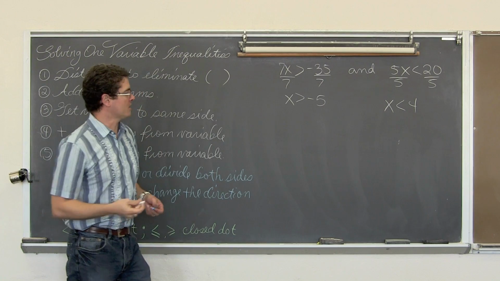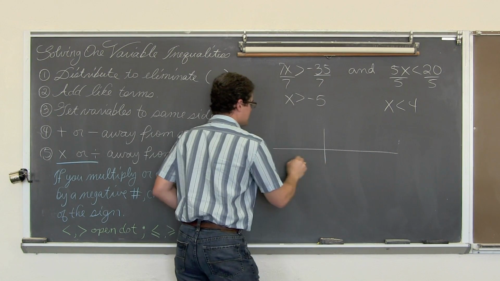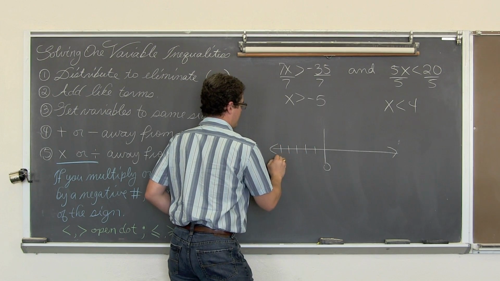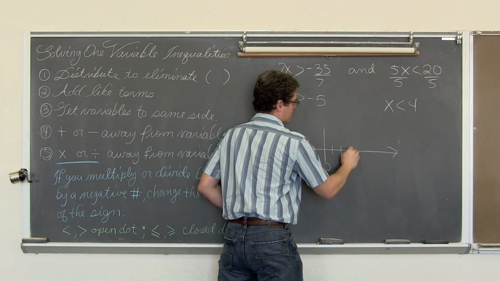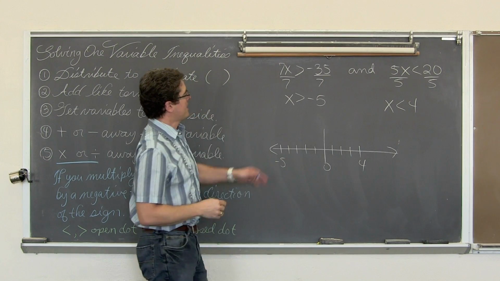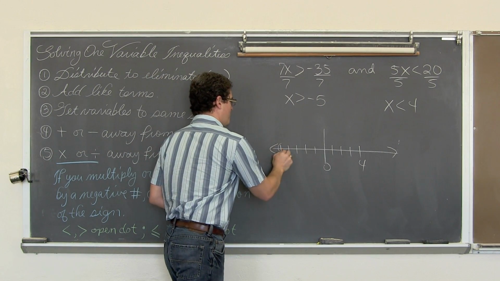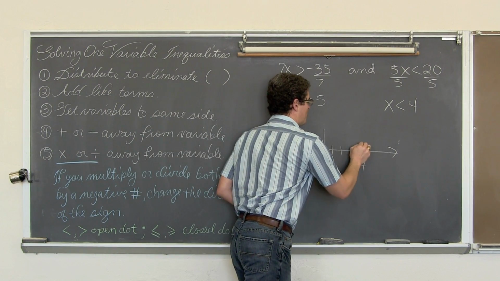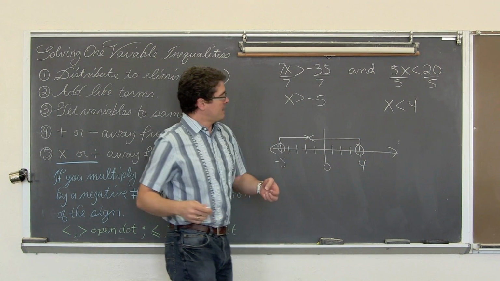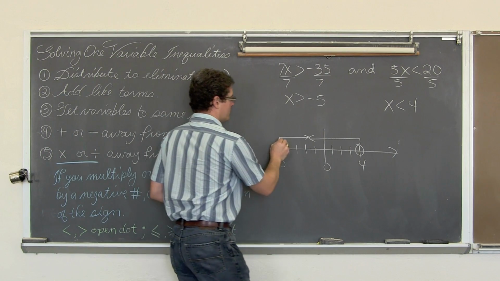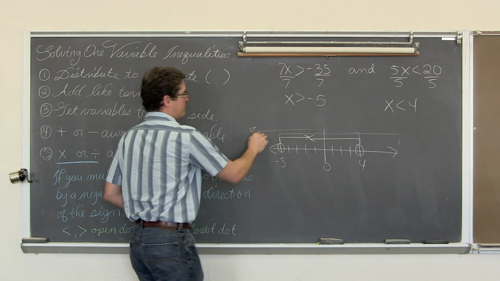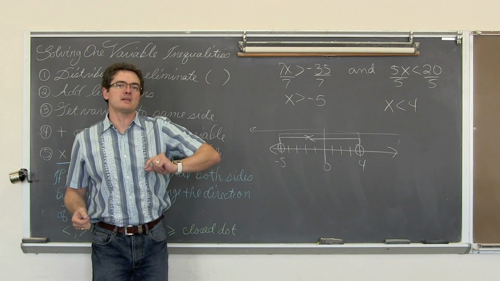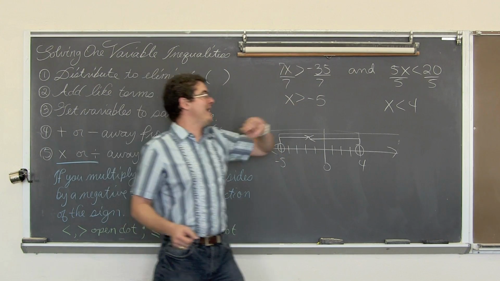We're going to graph on a number line. So here it's 0, -1, 2, 3, 4, 5. X is greater than -5, so an open dot at -5, go to the right. X is less than 4, so open dot on 4 and go to the left. Now, the inequalities could go on forever, right? They go left and right forever, but I need a value that satisfies both of them, a value for x that makes this true and this true.